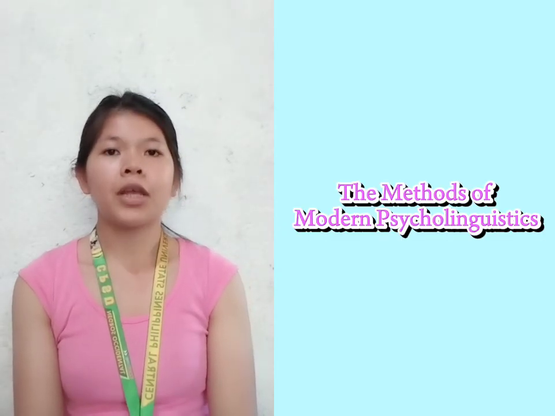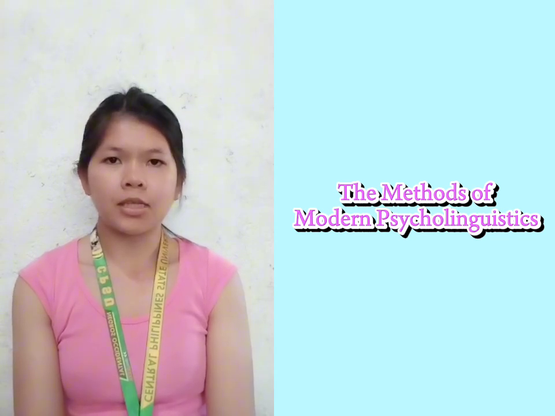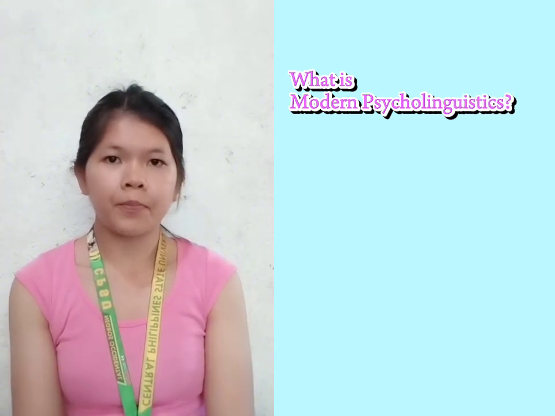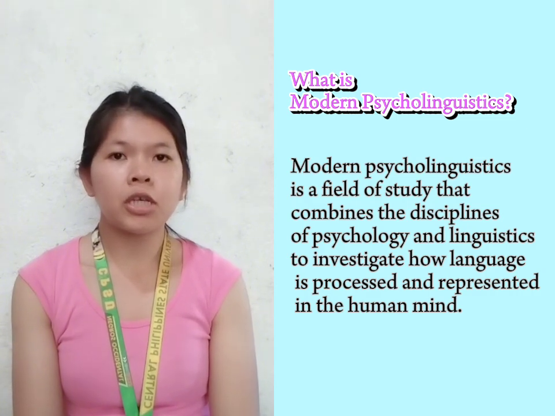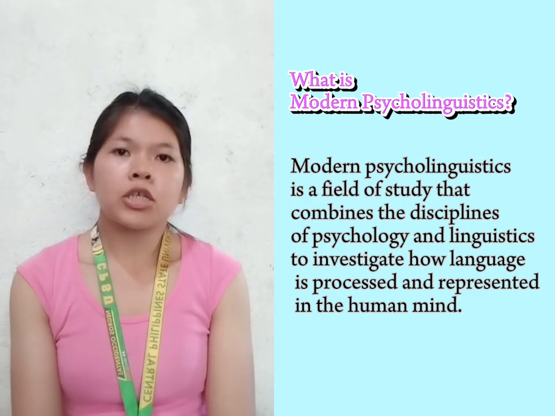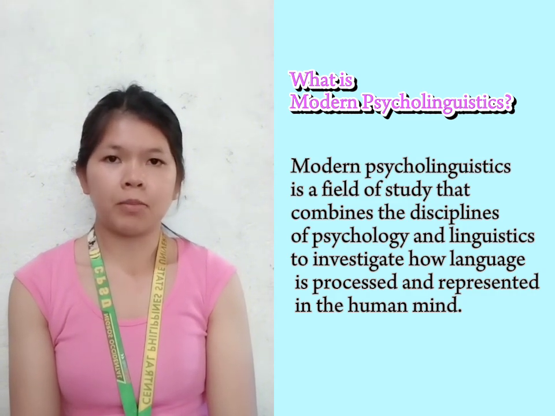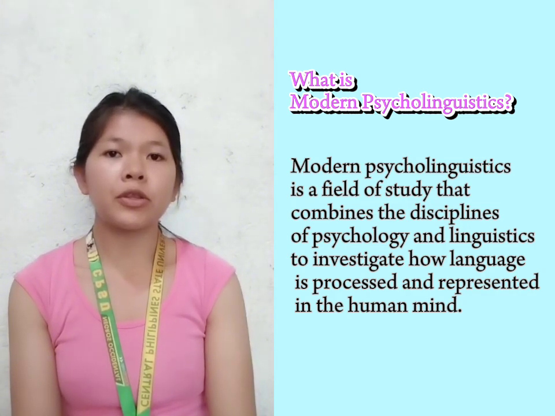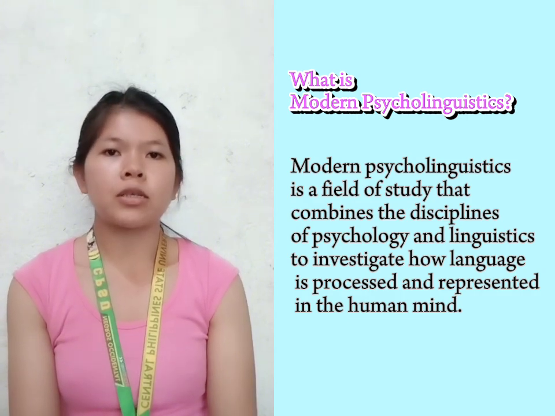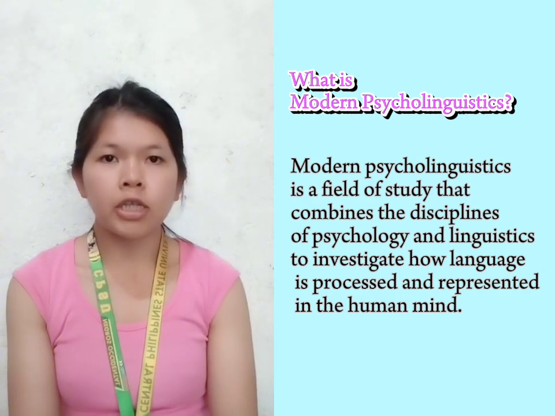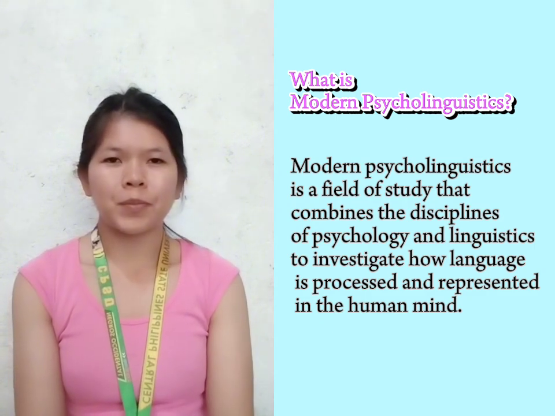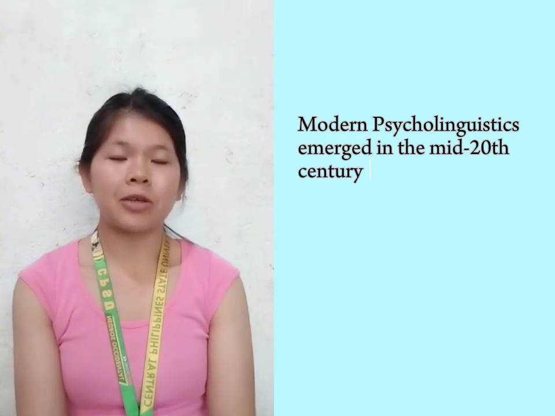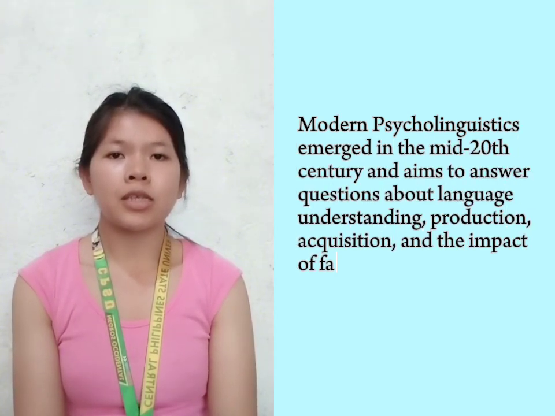We are now in the topic about the methods of modern psycholinguistics. But before that, we will first tackle what modern psycholinguistics is. According to the definition provided, it is a combination of psychology and linguistics to study how language is processed and represented in the human mind. It focuses on understanding the cognitive processes involved in language comprehension, production, and acquisition.